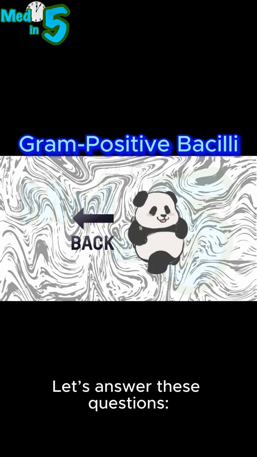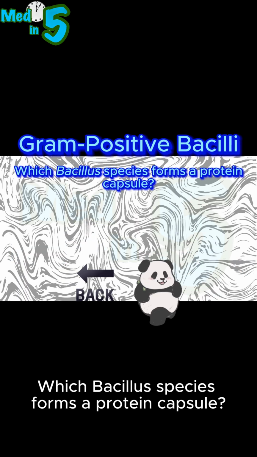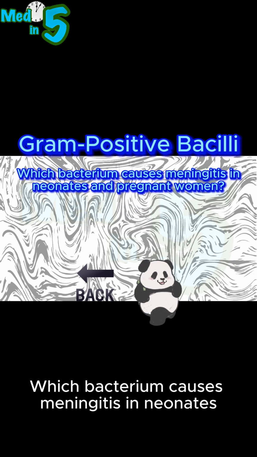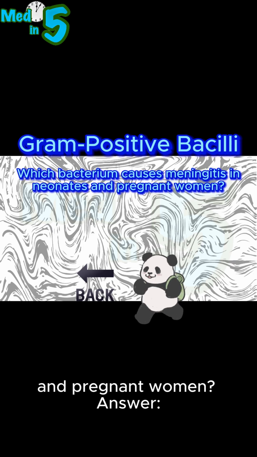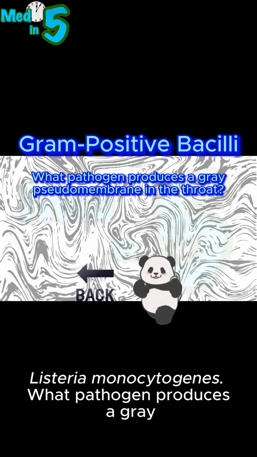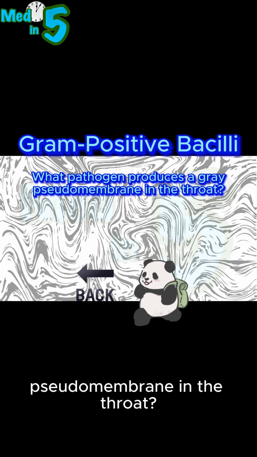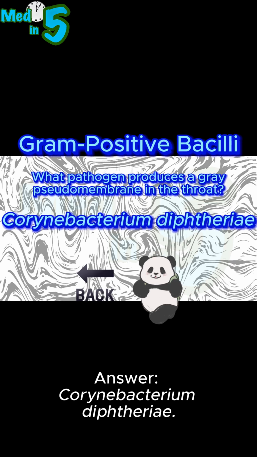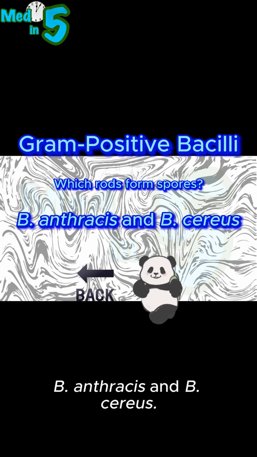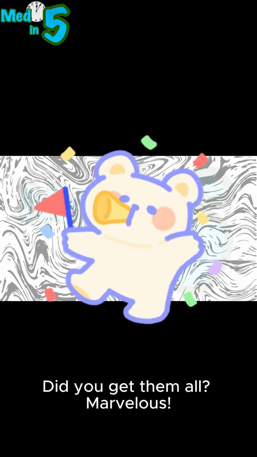Let's answer these questions. Which Bacillus species forms a protein capsule? Answer: B. anthracis. Which bacterium causes meningitis in neonates and pregnant women? Answer: Listeria monocytogenes. What pathogen produces a gray pseudomembrane in the throat? Answer: Corynebacterium diphtheriae. Which rods form spores? Answer: B. anthracis and B. cereus. Did you get them all?